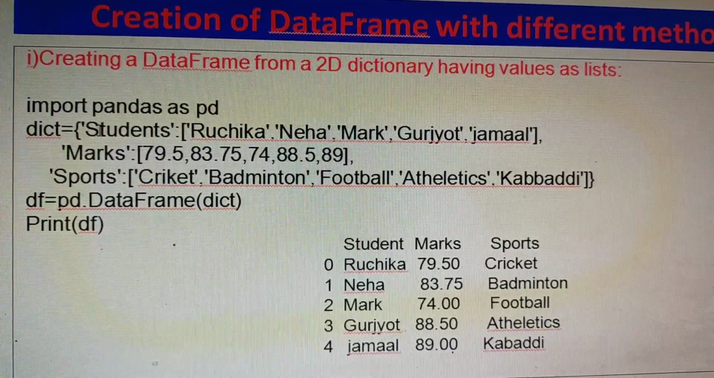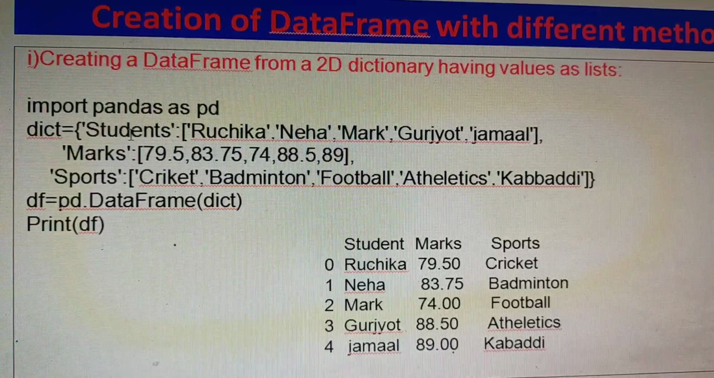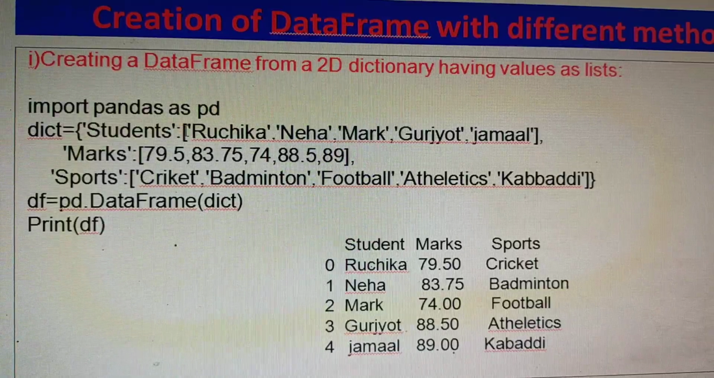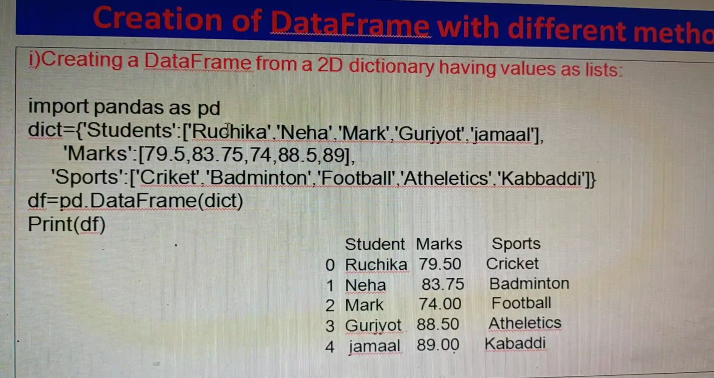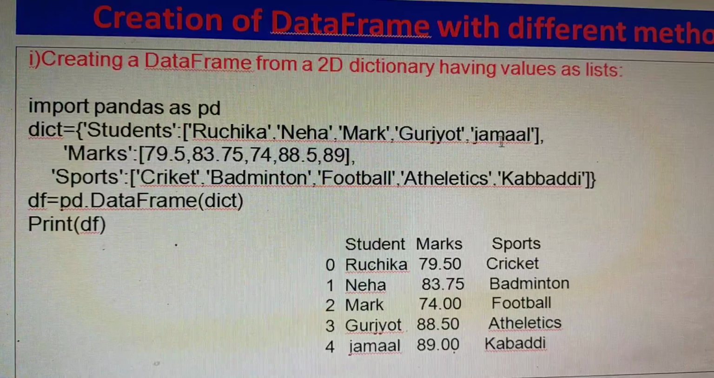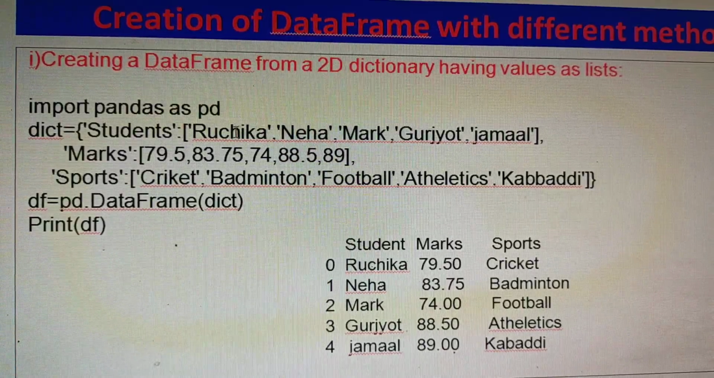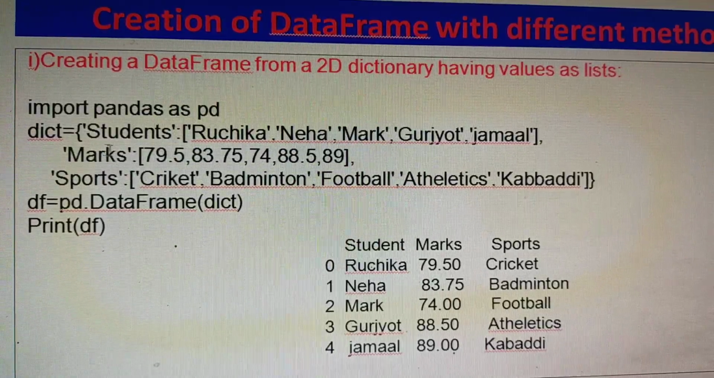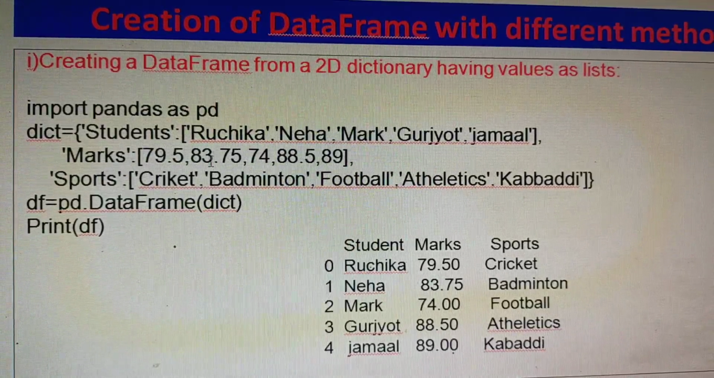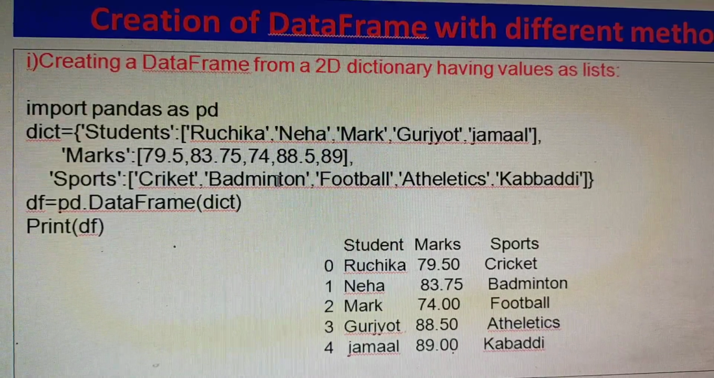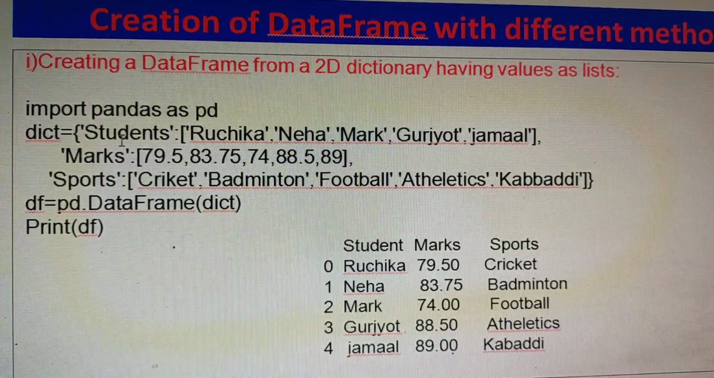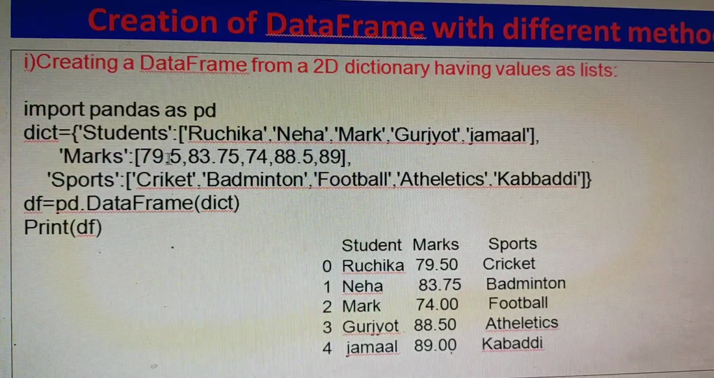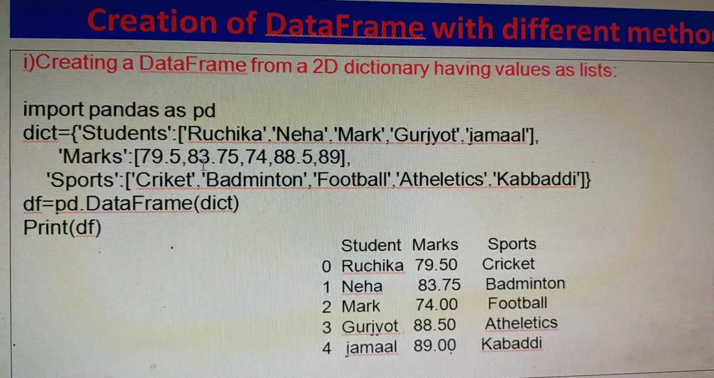Dictionary name is dict. Dictionary contains a pair of values, that is key and value. So student is the key and this value, which is a list, is the value of this student key. So we have three key value pairs: marks and their value, sports and their value. So these are the three pairs of values in this dictionary. So using these data we are creating the dictionary.